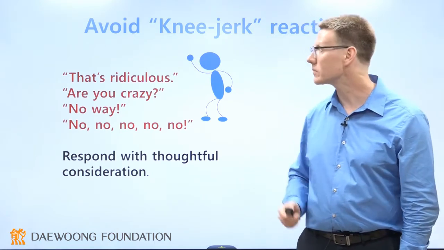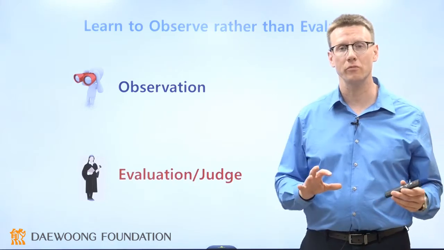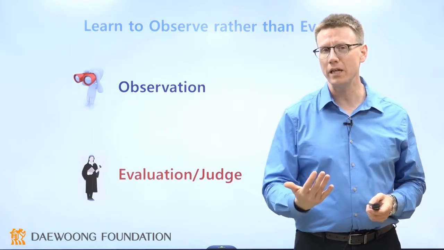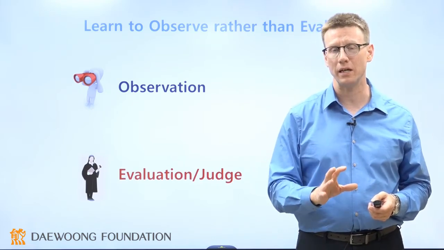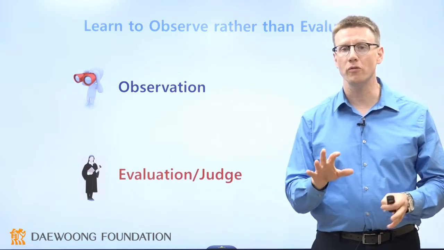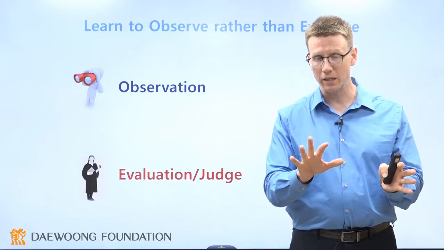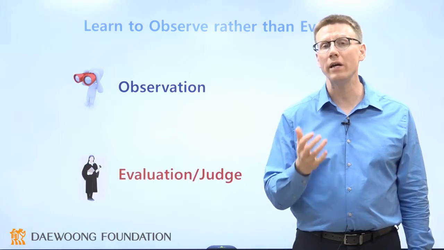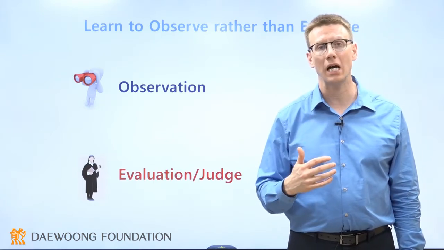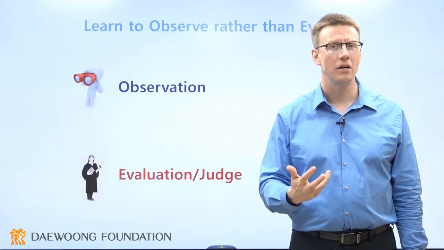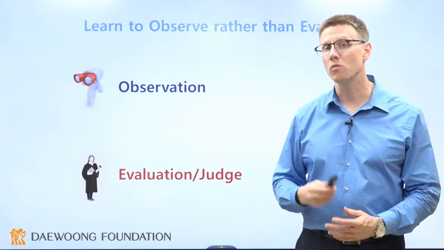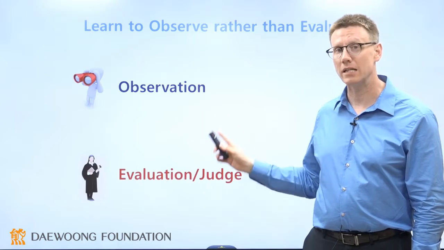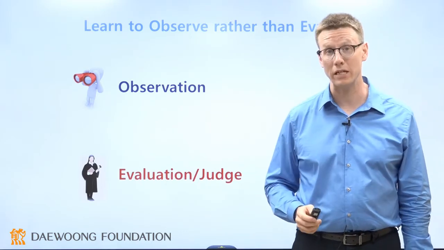Okay? All right, we're going to move on to the next one, which is the idea of learning the difference between observing behavior and evaluating or judging behavior. So when we say observe, we mean just look at what's happening and describe it as it is. But if we evaluate or judge, we are giving our personal opinion on something, right? So what we want to do is try to avoid evaluation and judging and stick strictly with observation.